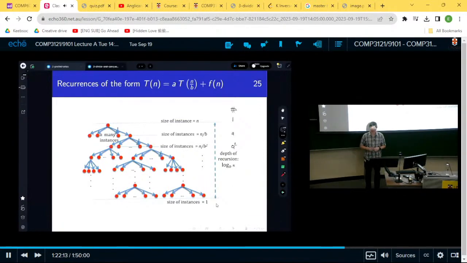So how many nodes are there actually on the last level? At each step, when we go one level down, we multiply the number of nodes by a. So here we have a to the power 0, here a to the power 1, a to the power 2, etc. And we know the depth of our recursion tree is log base b of n. So at the bottom level, we might have up to a to the power log base b of n nodes.